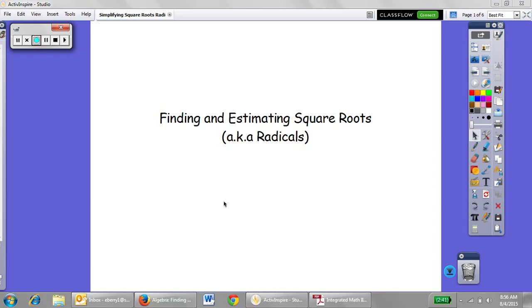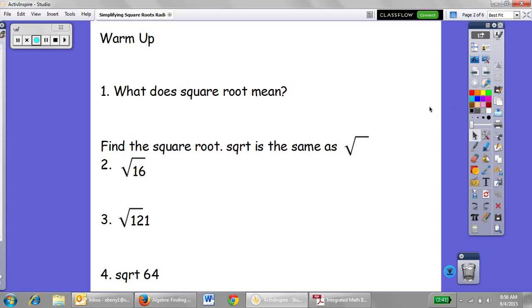Hello students, today we will be learning about finding and estimating square roots. Square roots are also known as radicals. Take a moment to pause the screen and complete this warm-up. Now that your warm-up is complete, go ahead and check your work with me.